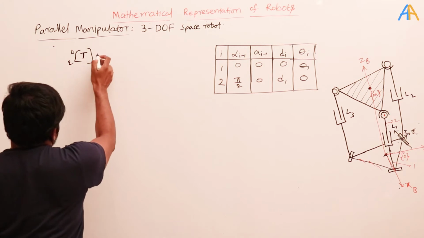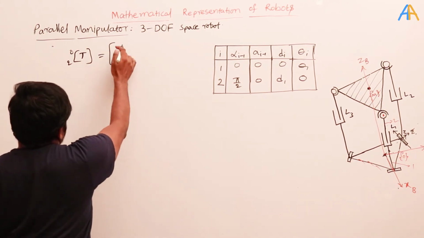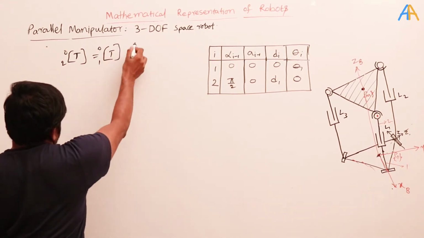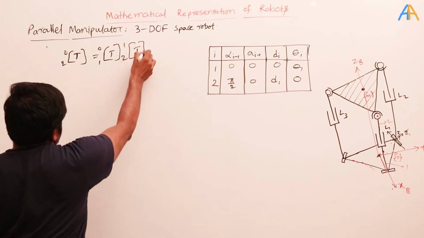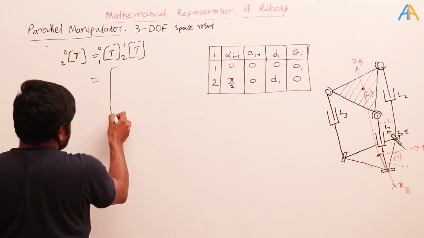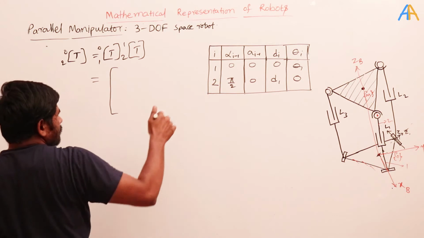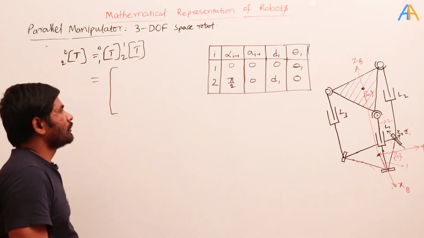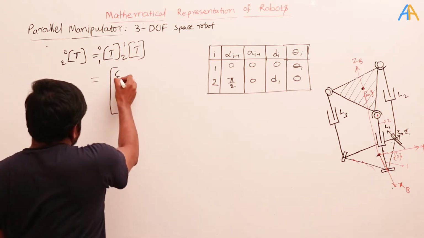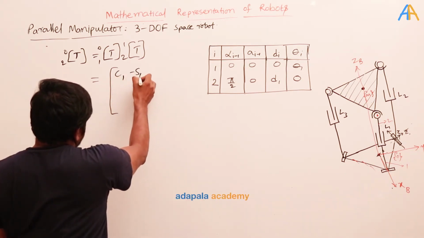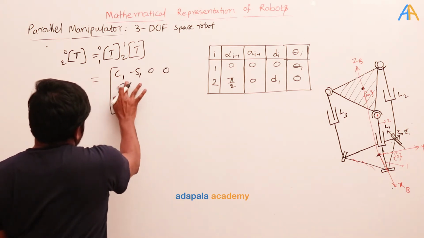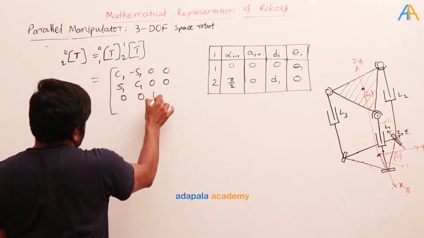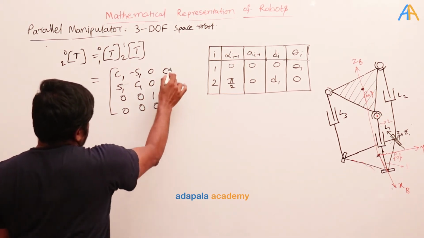T0 to T, that is nothing but T01, T12. So what is the T01? See here, for the first link we have only one theta value and the remaining are 0. That means here the rotation is about the z-axis. So when the rotation is about the z-axis, then it is c1, minus s1, 0, 0, and then s1, c1, 0, 0, 0, 0, 1, 0, 0, 0, 0, 1.